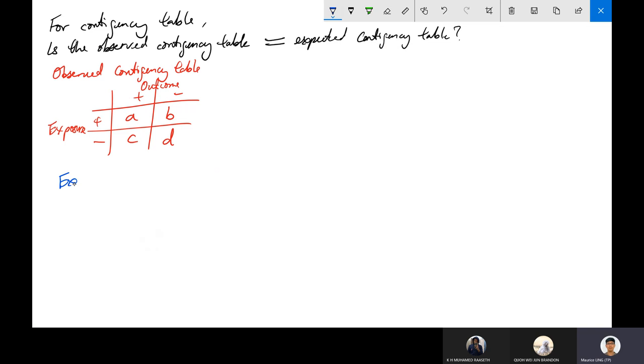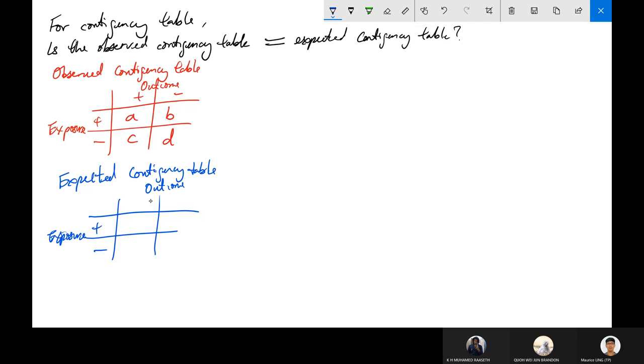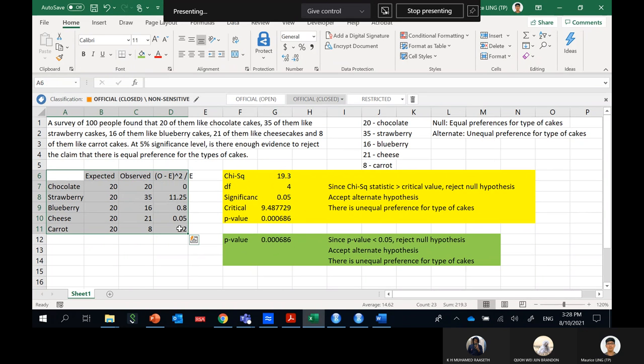Then you also have the expected contingency table. The expected contingency table will look identical. This is your exposure, plus and minus, and the outcome. Okay. We call these A, B, C, and D. So how do you get the two contingency tables into this format so that you can calculate? You have to join them together. Basically break apart. Okay, how do you actually break apart?